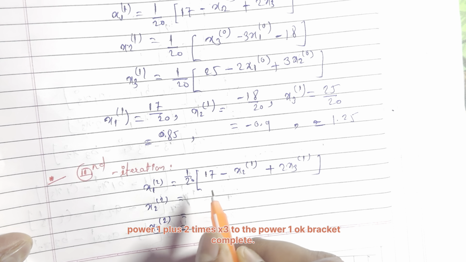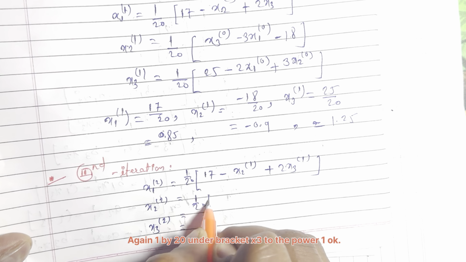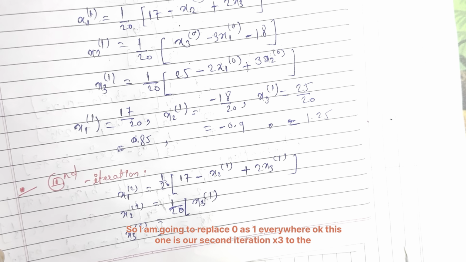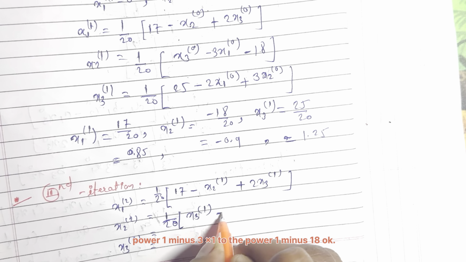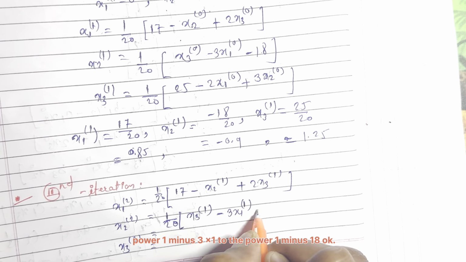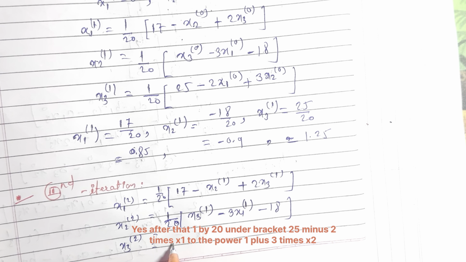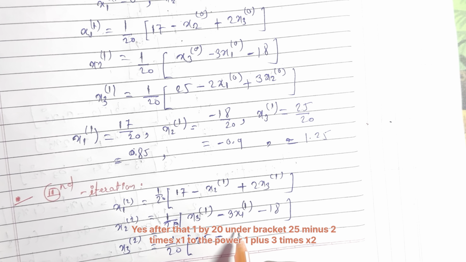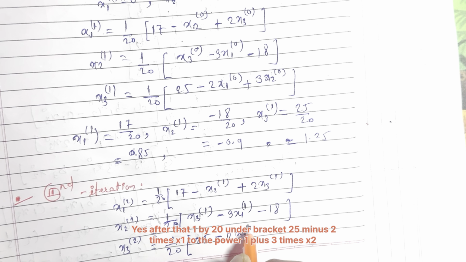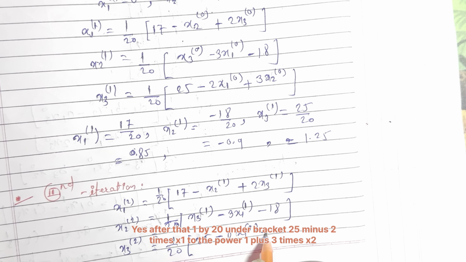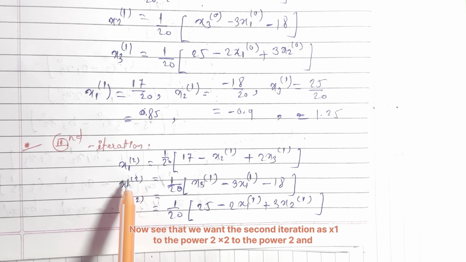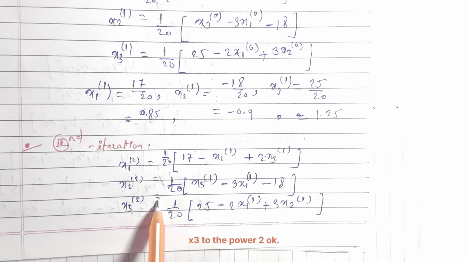Okay, bracket complete. Again 1 by 20 under bracket, then minus 3 times x1 to the power 1 minus 18, using x3 to the power 1. Okay, so I'm going to replace 0 with 1 everywhere. Okay, this one is our second iteration. Yes, after that 1 by 20 under bracket 25 minus 2 times x1 to the power 1 plus 3 times x2 to the power 1. Okay, now see that we want the second iteration as x1 to the power 2, x2 to the power 2 and x3 to the power 2.